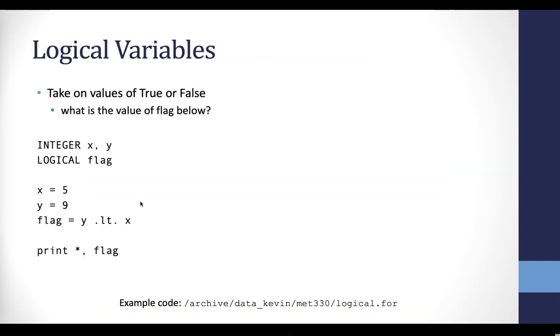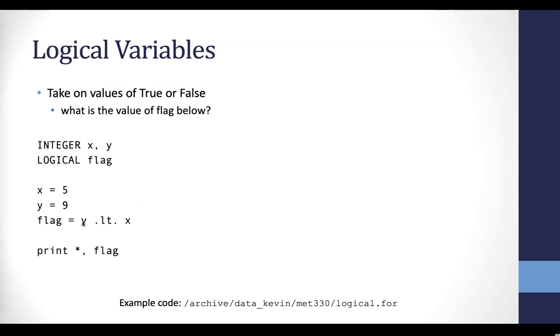So let's see a little bit about how this would work. Again, logical variables can take on the values of true or false. Here we're setting up a simple program with two integers, x and y, and a logical variable called flag. Here we set x equal to 5 and we assign y equal to 9. And then we have the statement flag is assigned y.lt.x.